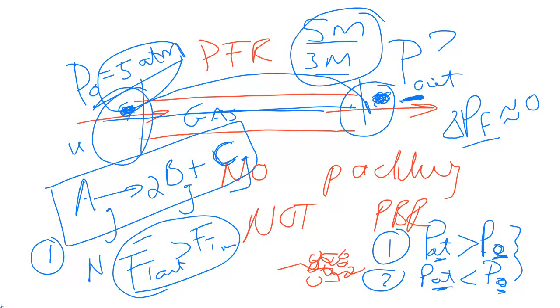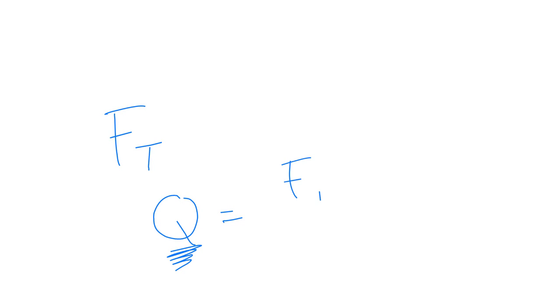I'm going to clean up this slide now. The pressure at the outlet must always be less than the inlet pressure to drive the flow in that direction. And what will happen is that because I've got an increase in F_T, this is the one thing that is going to vary: Q is equal to F_T RT over the pressure.